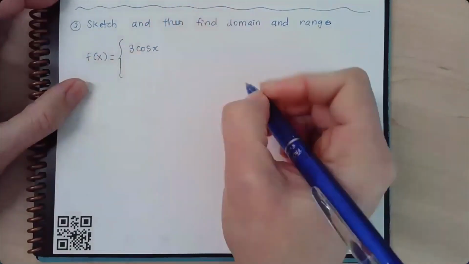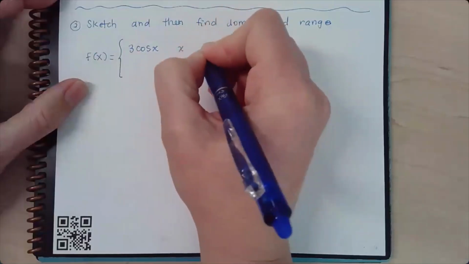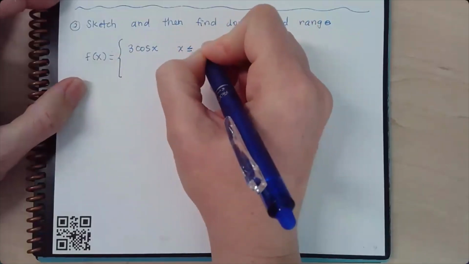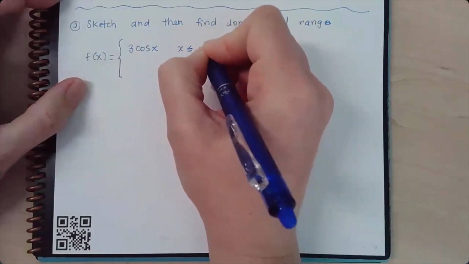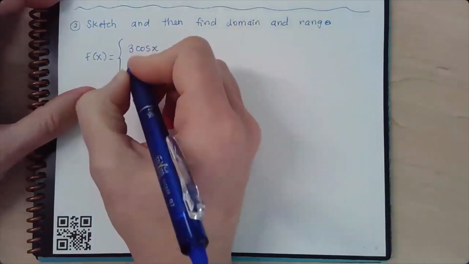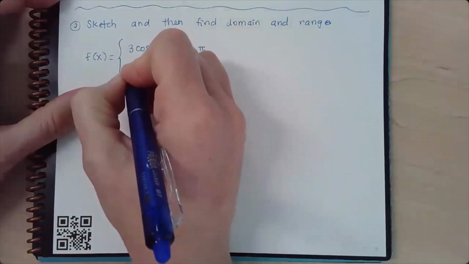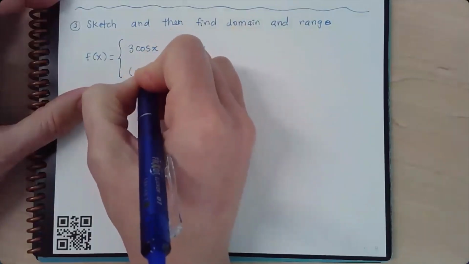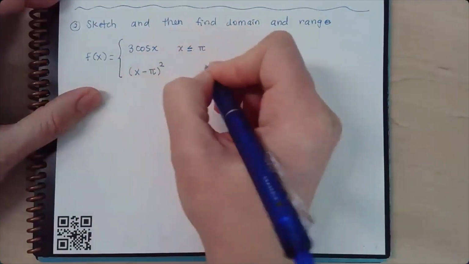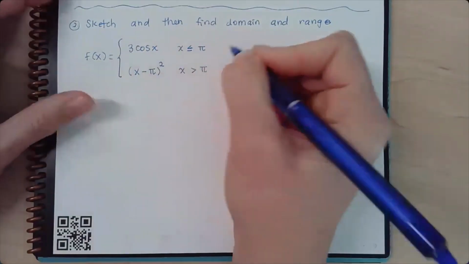3 cosine of x for x less than or equal to pi. And we're going to graph (x minus pi) squared for x greater than pi.